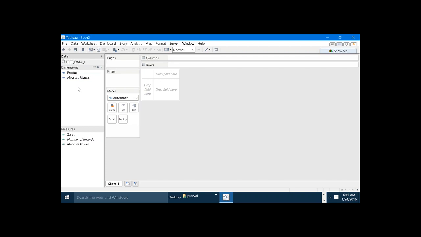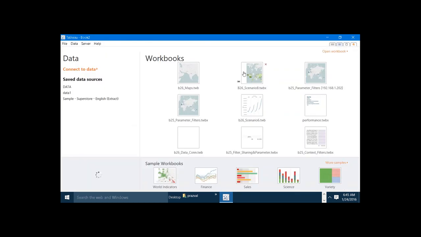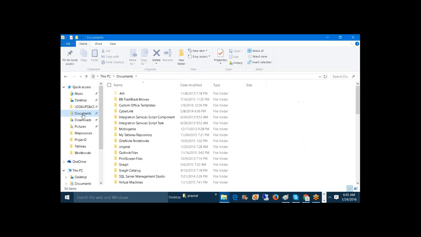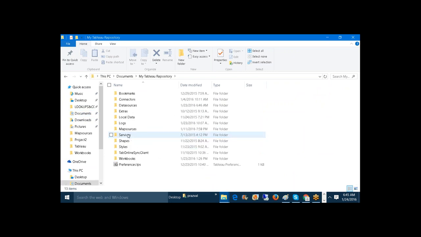If you install Tableau Desktop and open it, on the start page we can see one data source called Superstore. The Superstore is located in the Tableau repository. If we install Tableau Desktop, it creates one folder known as the Tableau repository. In the Tableau repository, the complete information is stored in the form of folders, and here we have one folder known as data sources.